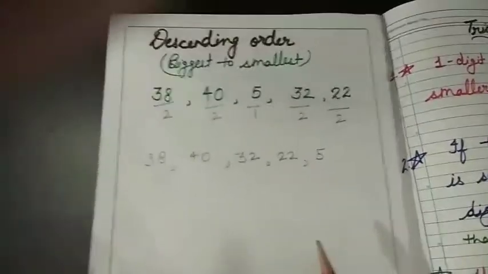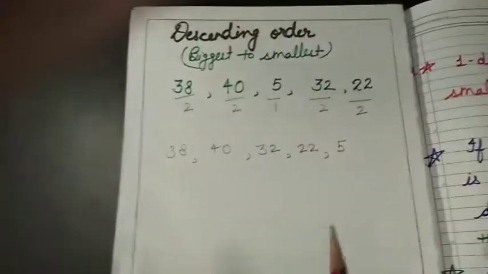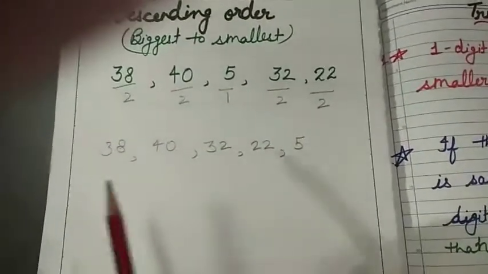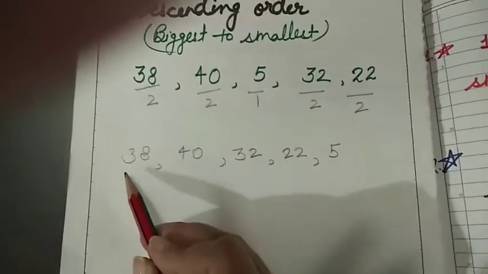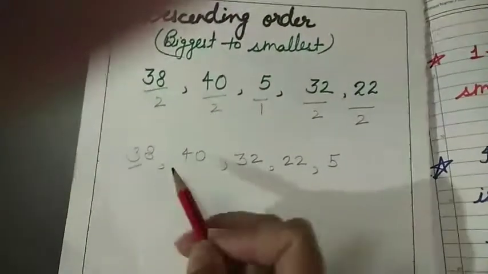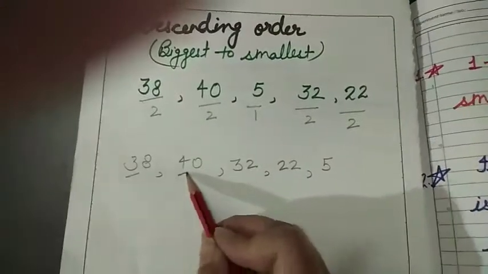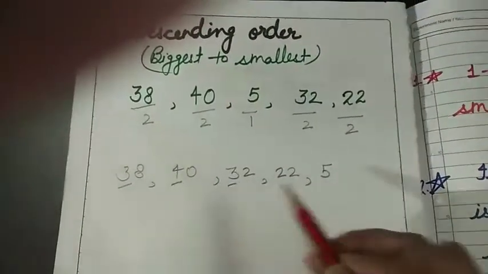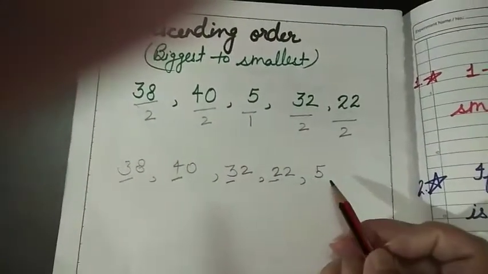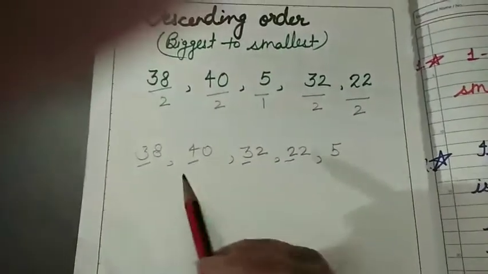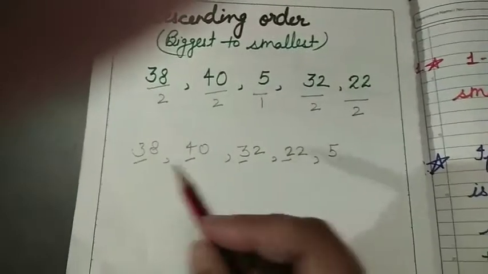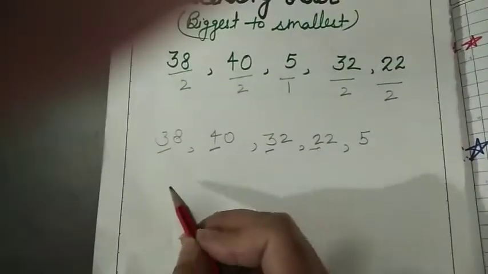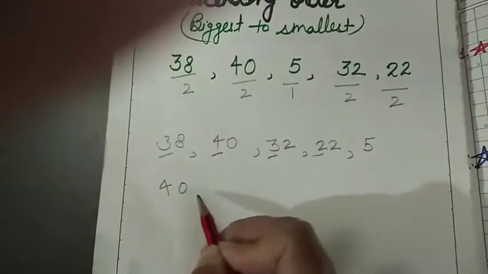Now what are they saying? Now we have to compare their first digit, which is bigger. 3, then 4, then 3, then 2, and 5 is already smallest. So we have to find out which is the biggest number between them. 4 is biggest between them. So firstly we will write here 40.